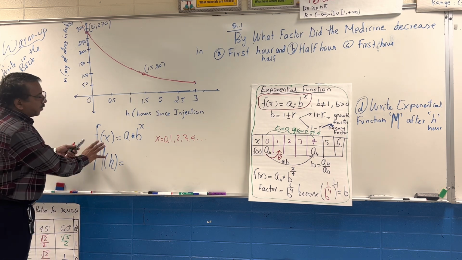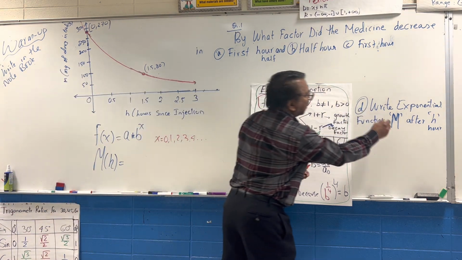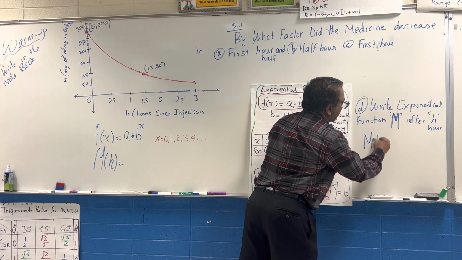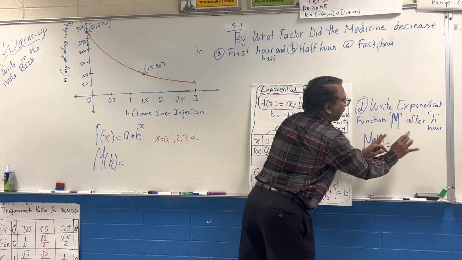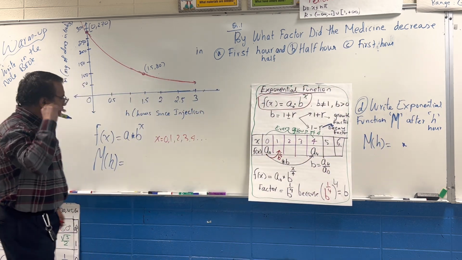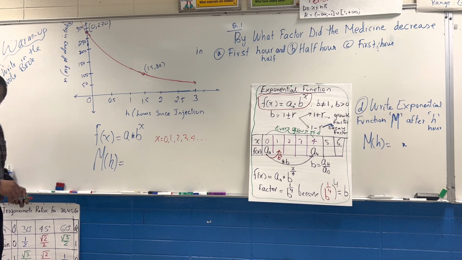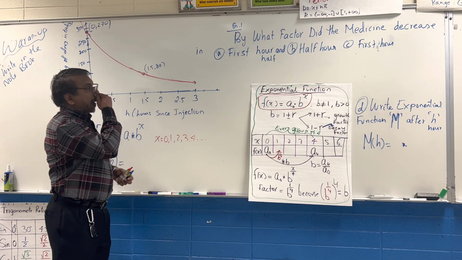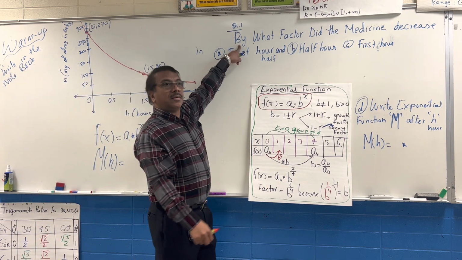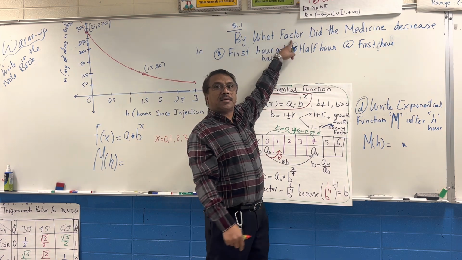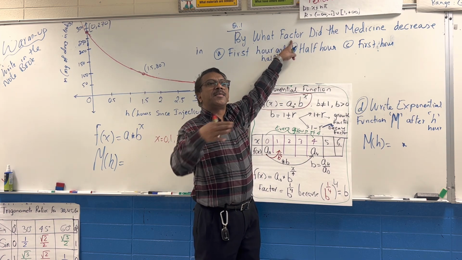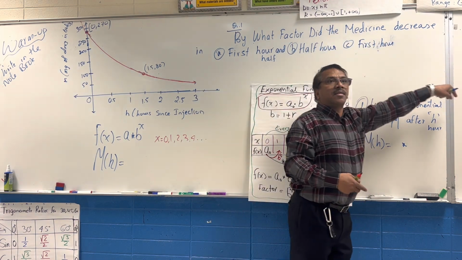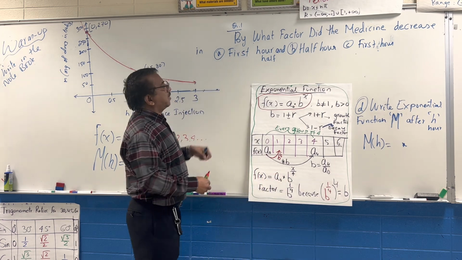Now, this part is going to be the end part. So I'm going to write here, m of h equals, and I'll keep it blank right now, just because there are two parts, a times. Let's go with the first question. So the first question is, by what factor? And when I say what factor, what multiplies, right? Did the medicine decrease?